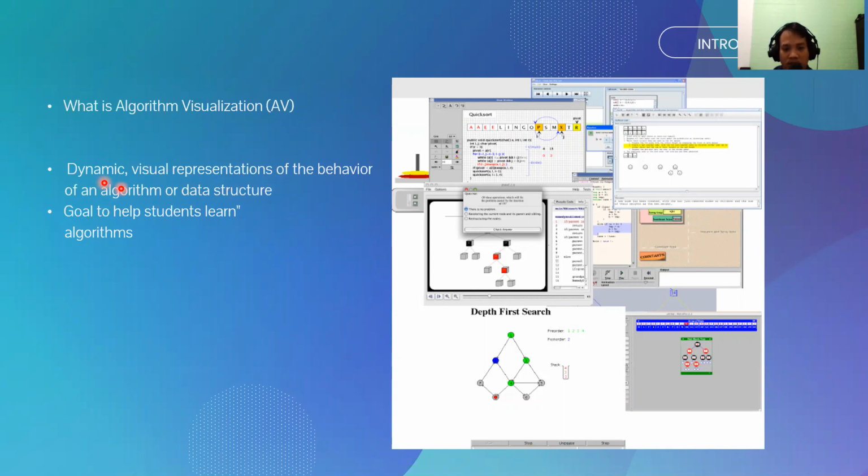So as you can see from the picture, there are a bunch of systems that have been created. These are our AV systems, algorithm visualization, that can demonstrate to students the step-by-step processes of the behavior of an algorithm, such as bubble sorting algorithm, insertion sorting algorithm, selection sorting algorithm, and many others, data structure, etc.